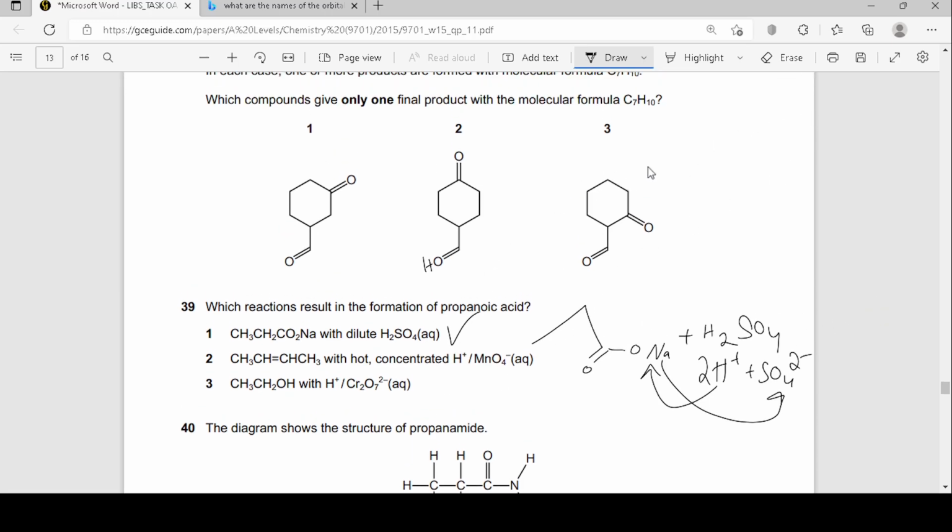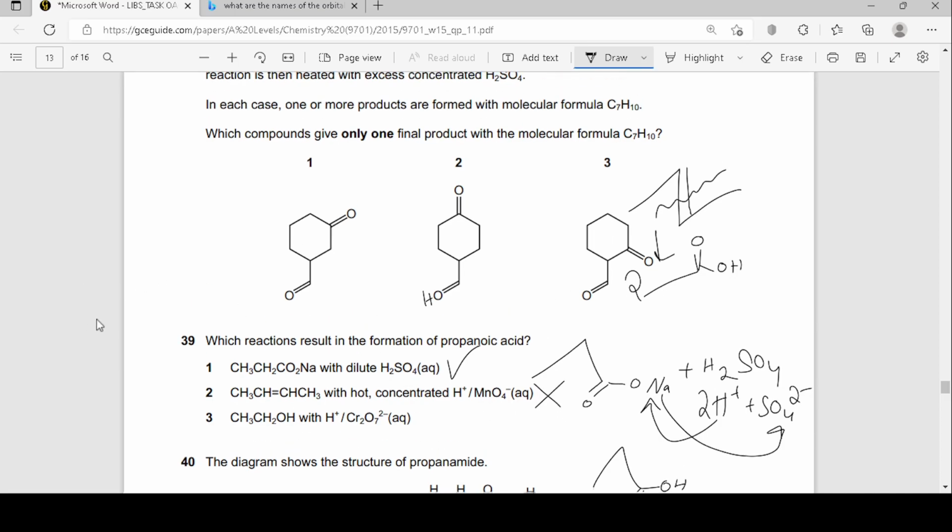The second one is this thing reacting with MnO4 minus, which means you're oxidizing it, so this bond gets ruptured, and so you get ethanoic acid. And since the same thing will happen on that side as well, you get 2 moles of ethanoic acid from one of this. But that's ethanoic acid, not propanoic acid. Over here I have 1, 2, 3, so that's propanoic. I will get propanoic acid, right? But for this one I get ethanoic acid, so that means 2 is wrong.